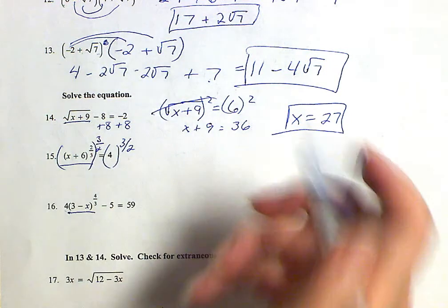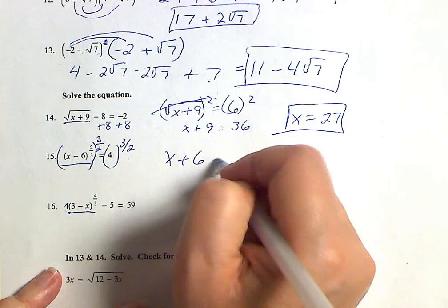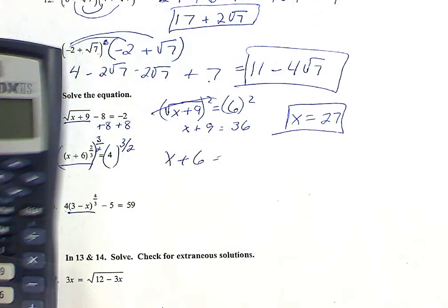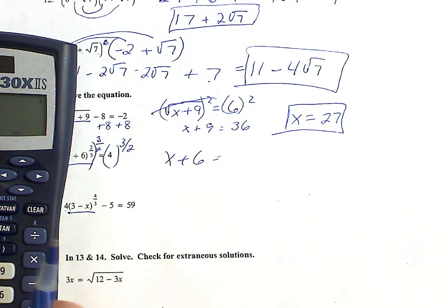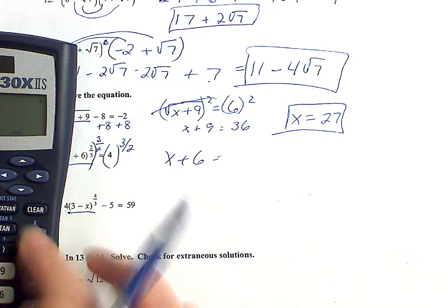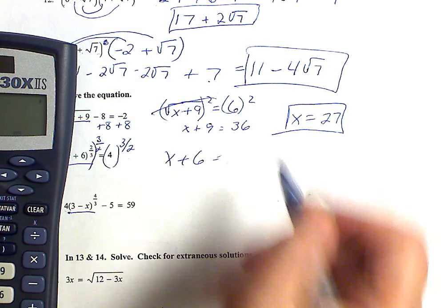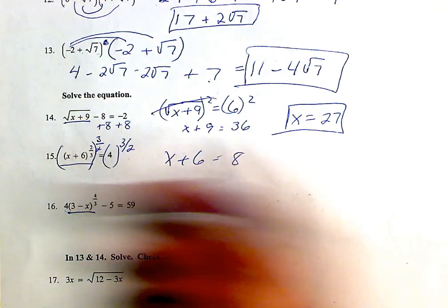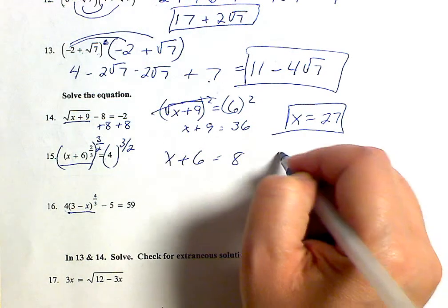So I have x plus 6. On this side I have 4 raised to the 3 divided by 2, which is 8. Subtract 6. x should be 2.